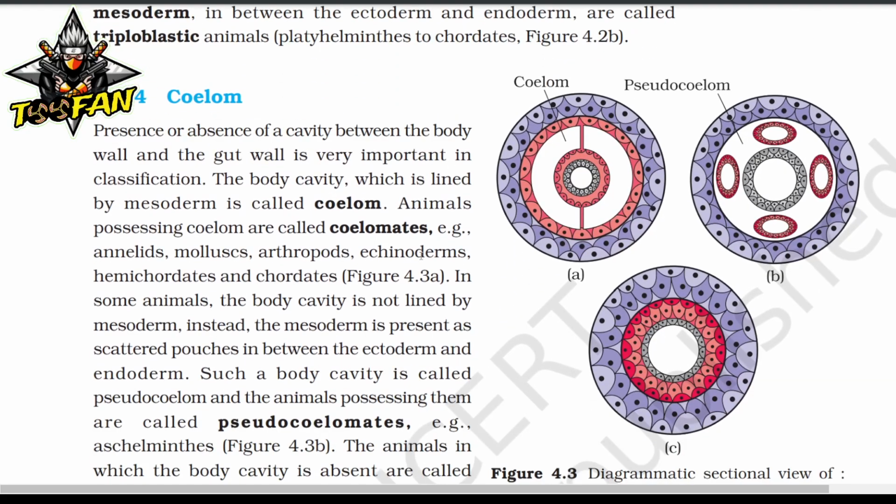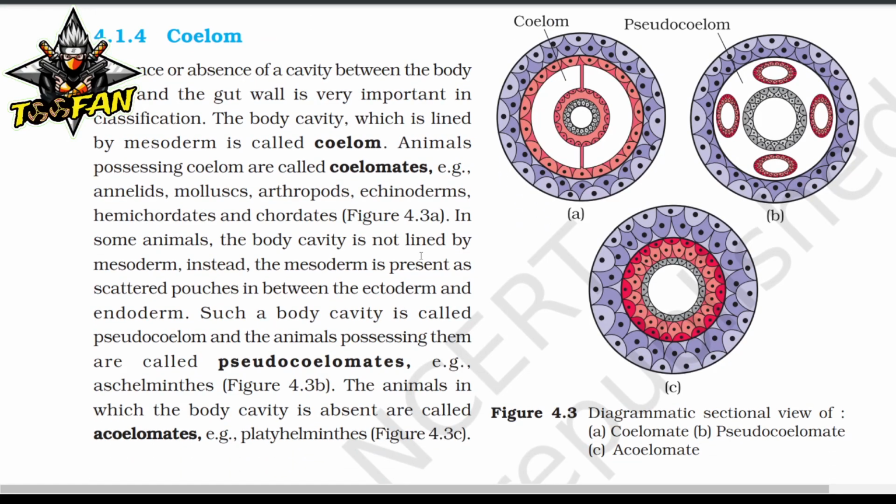Now, coelom. The presence of a cavity between the body wall and the gut wall is very important in classification. The body cavity, which is lined by mesoderm, is called coelom. Animals possessing coelom are called coelomates. Example, annelids, mollusks, arthropods, echinoderms, hemichordates and chordates.